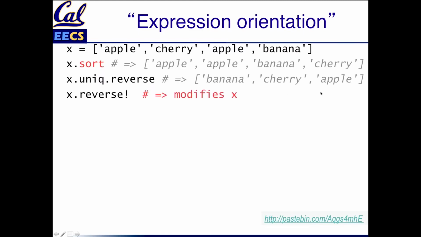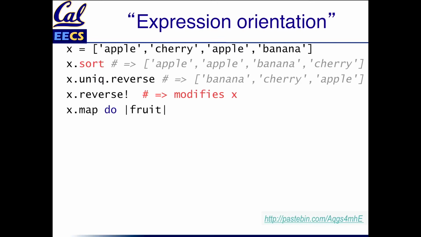There are versions of some of these that are dangerous. Remember I said that sometimes if you see a function name that ends with bang, it means this function is dangerous, or it may have side effects, so use with care. So in some cases, like reverse, there is a variant that ends in bang that does modify the receiver. So x.reverse!, actually means x will be modified.